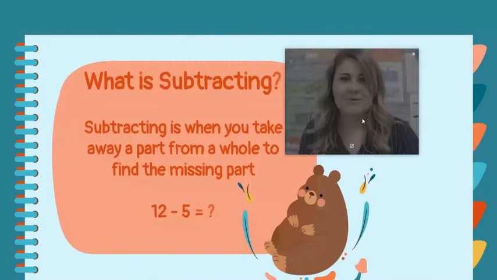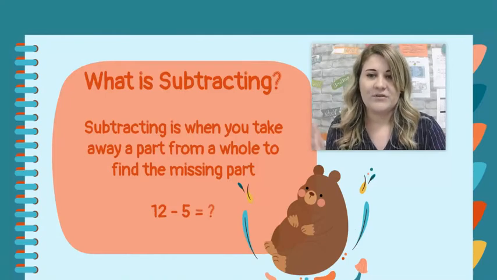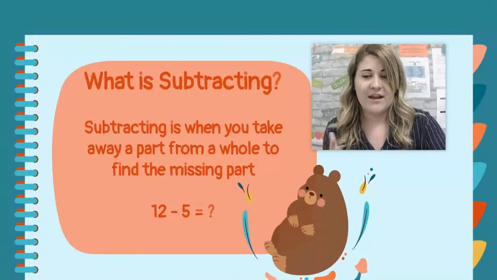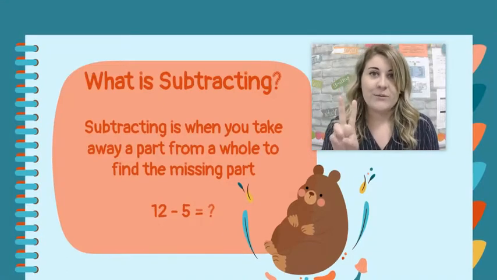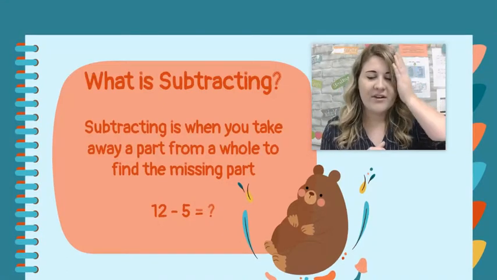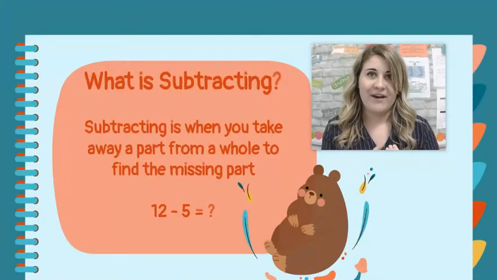So what is subtracting? Subtracting is when you take away a part from a whole to find the missing part. Down here we have 12 minus 5 equals blank. Well, we're finding the difference between 5 and 12. There are two ways to do this. We can either put 5 in our head and count up to 12, or we can put 12 in our head and count down 5.